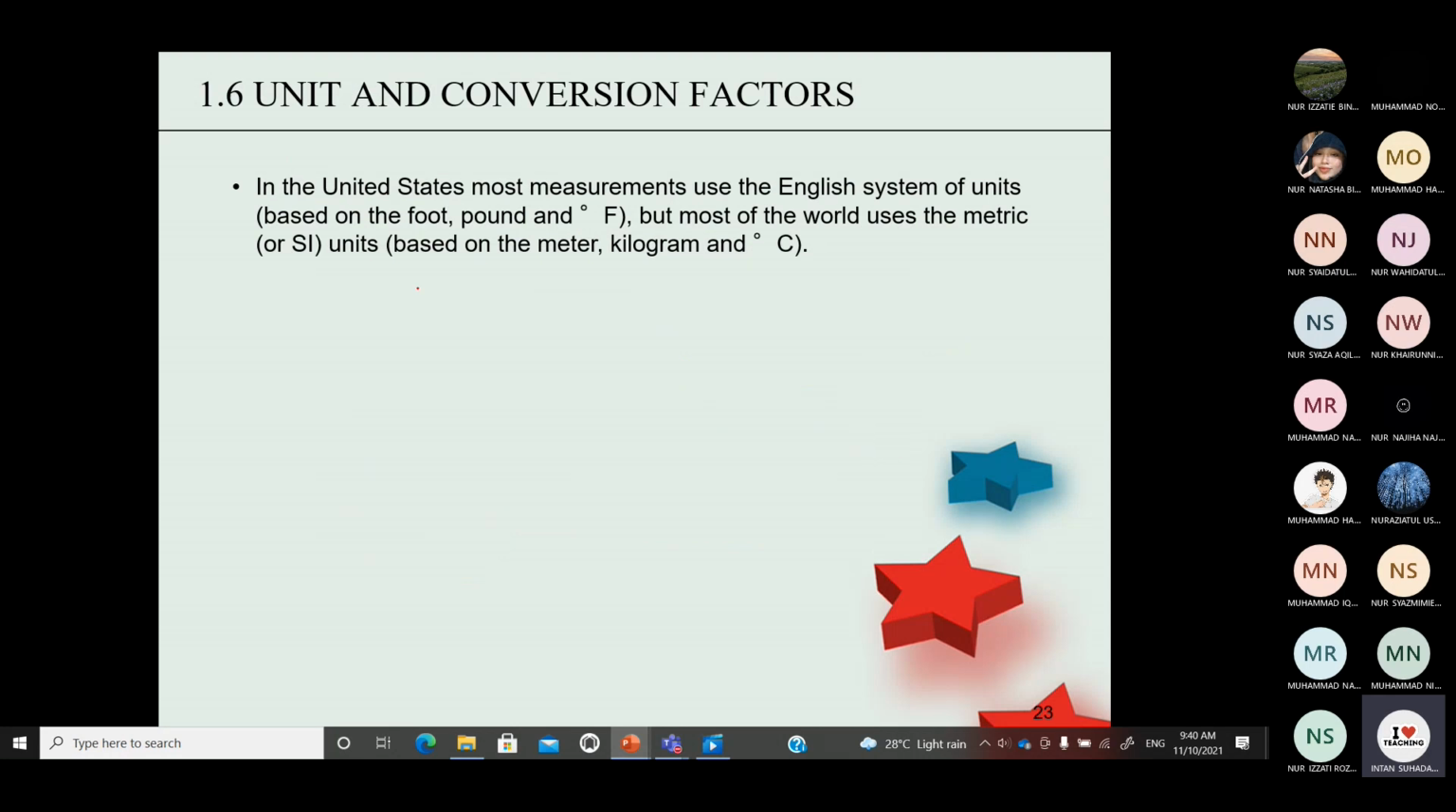In the United States, most measurement uses the English system of units, based on foot, pound, Fahrenheit. But most of the world uses metric or SI units. This is the most common unit worldwide, based on meter, kilogram or degree C.